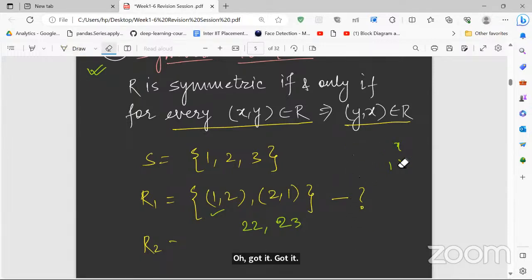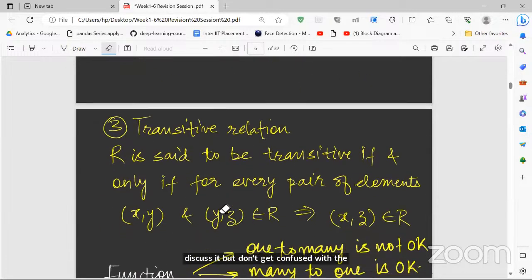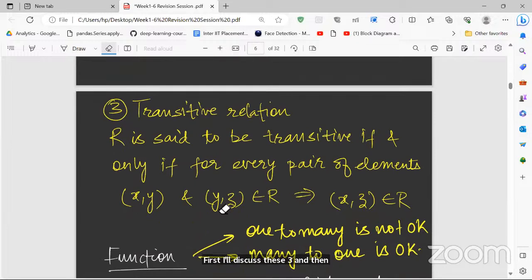Sir, after adding 2, 3, this becomes an asymmetric relation. Did I talk about asymmetric? I'll discuss it in the end, but if you want, I can discuss it. Don't get confused with asymmetric. First, I'll discuss these 3 and then I'll discuss asymmetric. Asymmetric is basically, there is a difference between asymmetric and antisymmetric also.